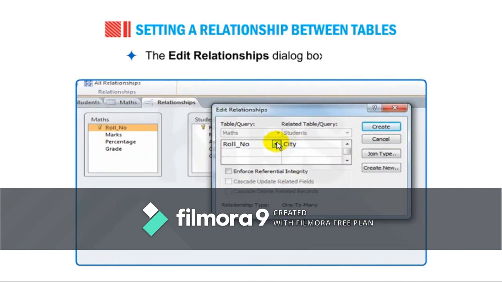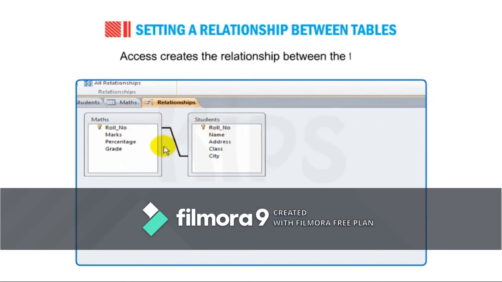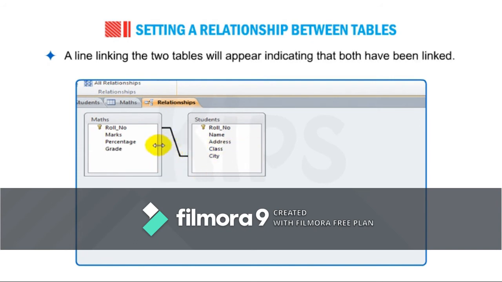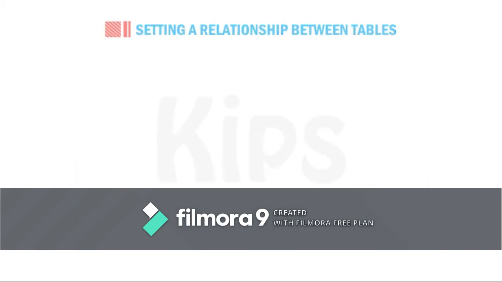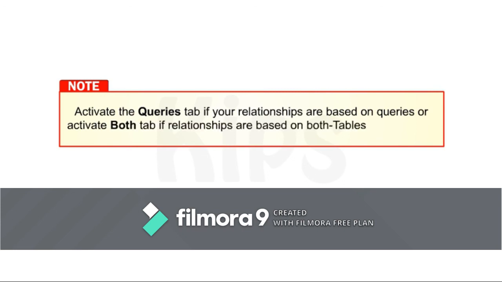The Edit Relationships dialog box appears. Click on Create button. Access creates the relationship between the tables. A line linking the two tables will appear indicating that both have been linked. Click the Save button on the Quick Access toolbar to save the relationship. Note that you can activate the Queries tab if your relationships are based on queries, or activate Both tab if relationships are based on both tables and queries.